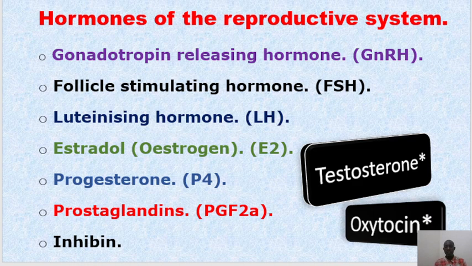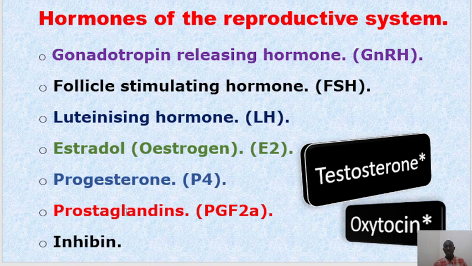Hormones that are involved within the reproductive cycle include the gonadotropin releasing hormone, and so it is produced within the hypothalamus. Remember, hypothalamus is the master gland. Then you have the follicular stimulating hormone, and this one is produced within the anterior pituitary gland. Then we have the luteinizing hormone, and this one is also produced within the anterior pituitary gland. We have estradiol, which is sometimes called estrogen, sometimes called E2, and this is produced within the ovary. We have the progesterone, and it's produced by the corpus luteum, which is commonly known as the yellow body.